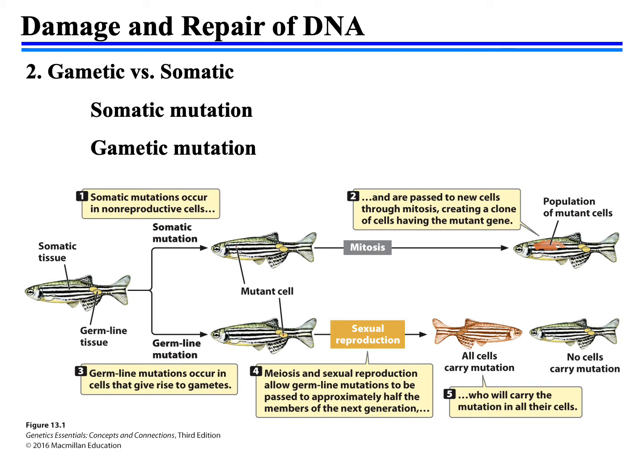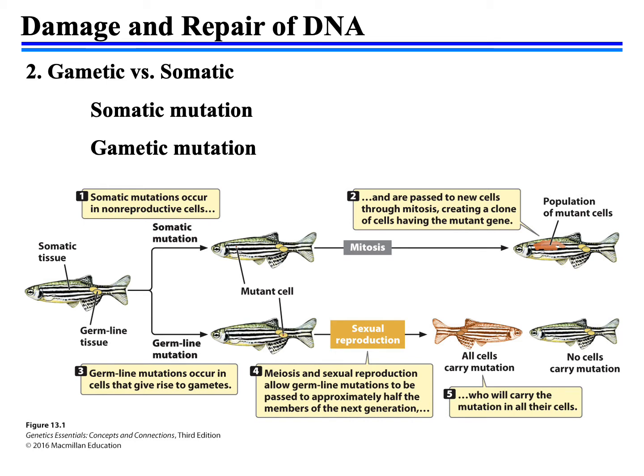So if you look at the slide with point number 1, we have a somatic mutation occurring in a non-reproductive type of cell in this particular fish. That somatic mutation can be amplified through mitosis as the organism continues to grow, and you have more cells that have that particular mutation. So in this case, you have a population of mutant cells, but in the long run it will only potentially cause problems to that individual and will not be passed on to the next generation.